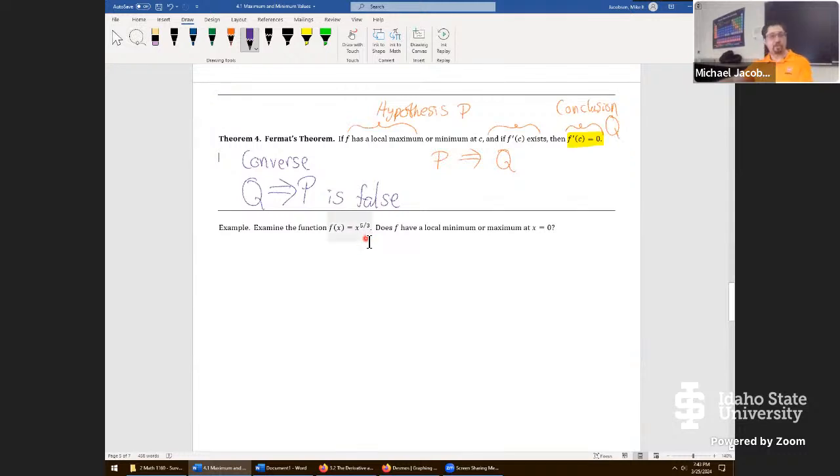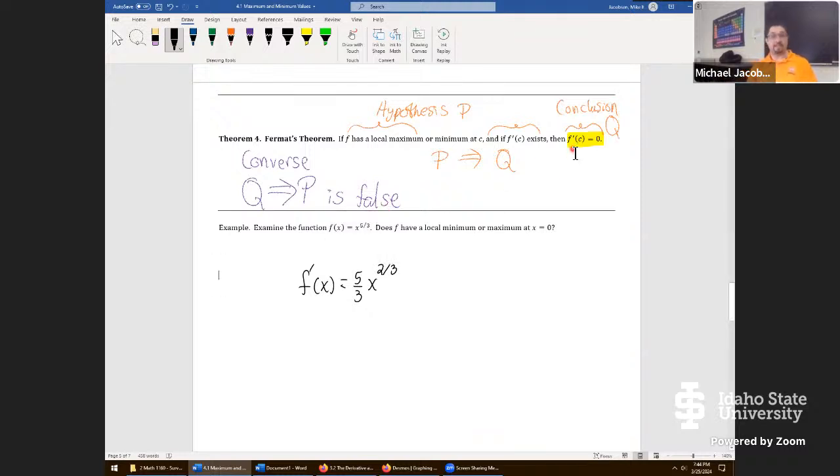It says here, examine the function f of x equals x to the 5/3 power. We wonder, does f have a local maximum or a minimum at 0? Following this process, let's see what would happen if we tried to reverse and look at the converse. We're going to look at the Q statement, which is talking about a derivative. So first, let's take f prime of x. We'll just use the power rule. 5/3 comes down. The new power of x is 1 less, so take 5/3 minus 3/3 to get a power of 2/3.